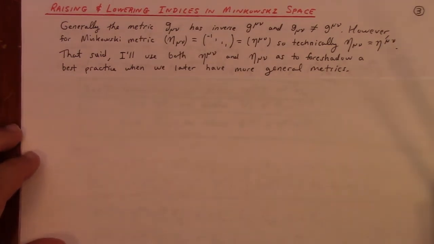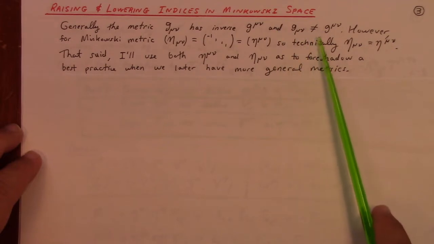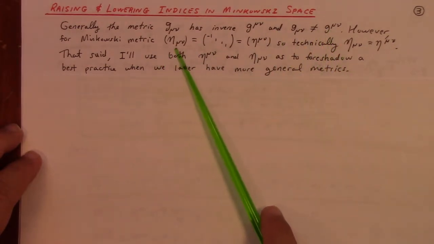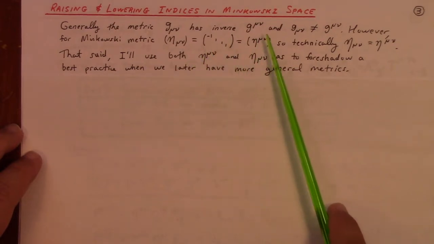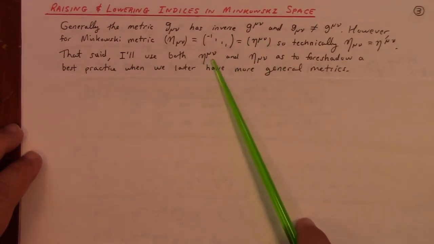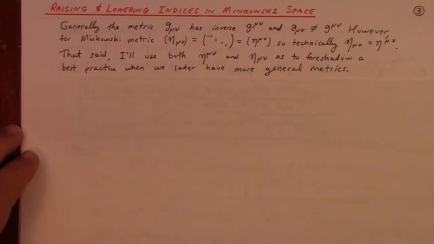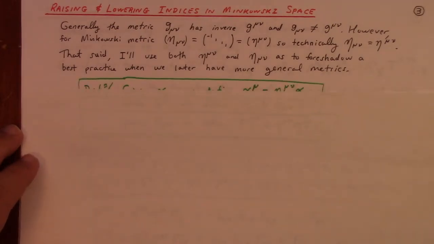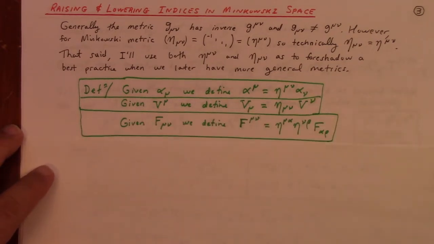So let's see here. Let's talk about raising and lowering indices in Minkowski space. Generally, the metric g_mu nu has inverse g upper mu nu, and they're not equal. But for the Minkowski metric, it is actually equal to its inverse component-wise. But we try to distinguish this and that in formulas, because later we want to distinguish between upper and lower metric, because they are generally different. Anyway, here it is, how to lower indices.